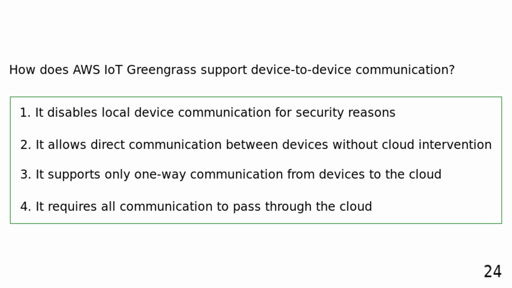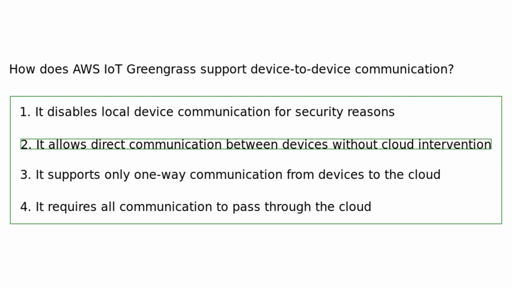How does AWS IoT Greengrass support device-to-device communication? It disables local device communication for security reasons. It allows direct communication between devices without cloud intervention. It supports only one-way communication from devices to the cloud. It requires all communication to pass through the cloud. AWS IoT Greengrass enables direct device-to-device communication locally without requiring cloud intervention, reducing latency and bandwidth usage.